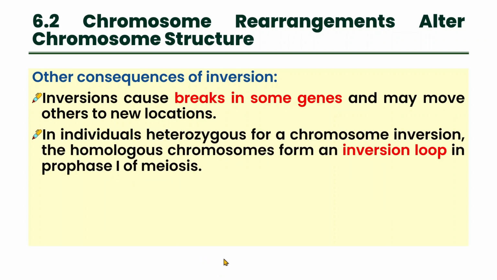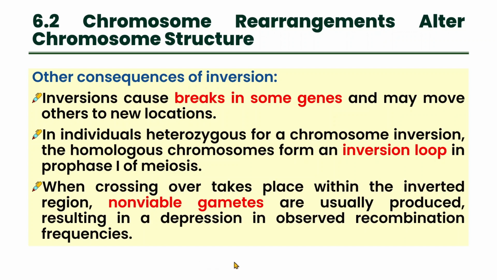In individuals heterozygous for an inversion, the homologous chromosomes must form an inversion loop during prophase 1 of meiosis to align properly. However, when crossing over happens within this inverted region, it usually produces non-viable gametes. As a result, we often see a decrease in recombination frequency. This is a phenomenon known as inversion suppression.